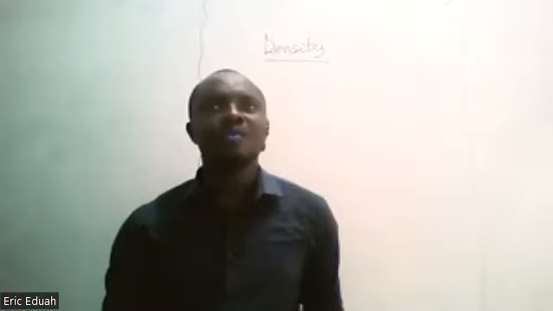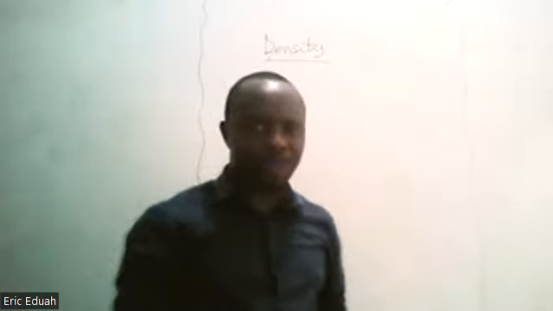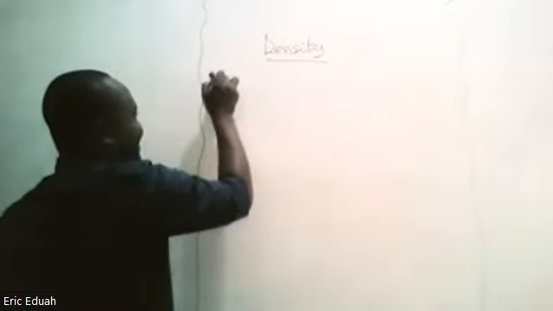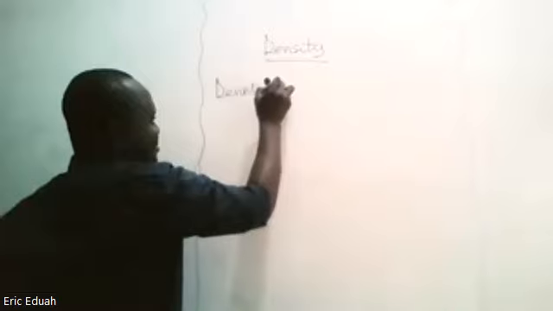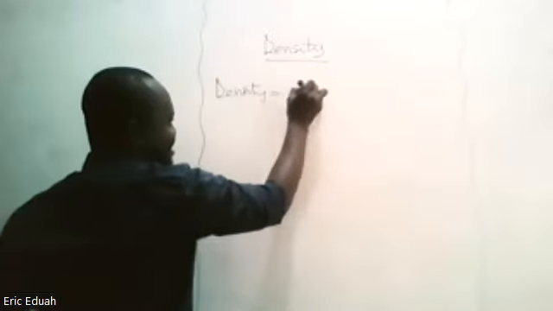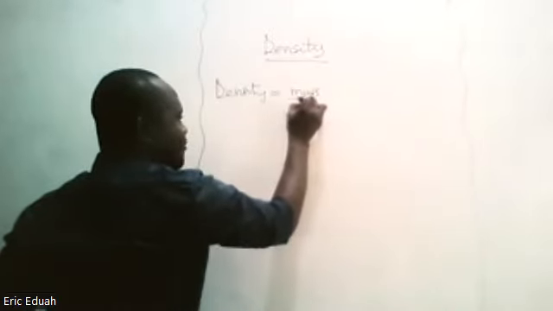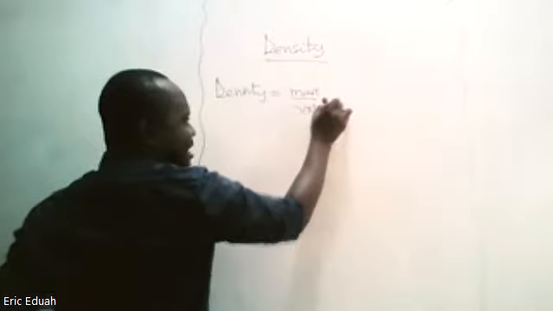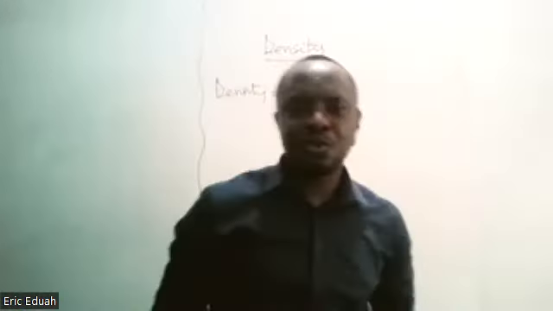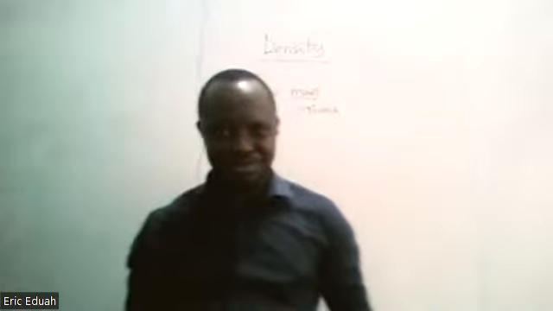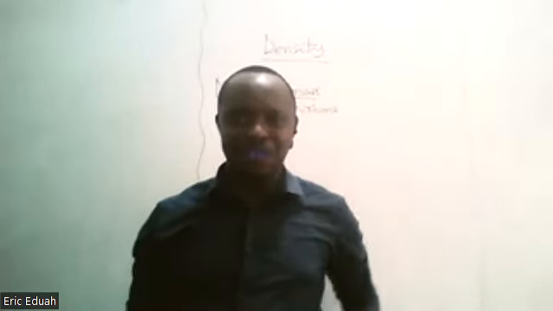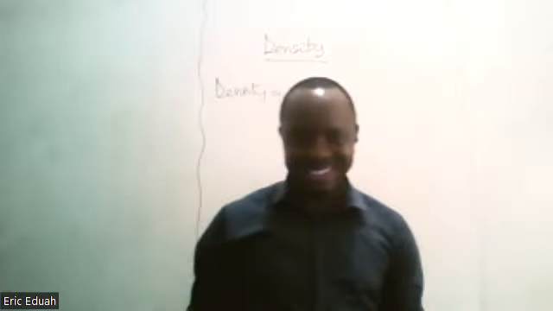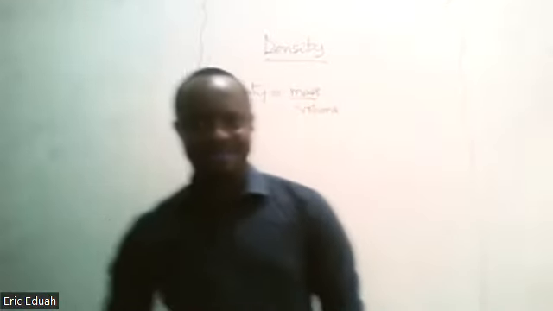So, mass over volume. Density is equal to mass over volume. I want to understand further. What is mass over volume? Any further explanation?